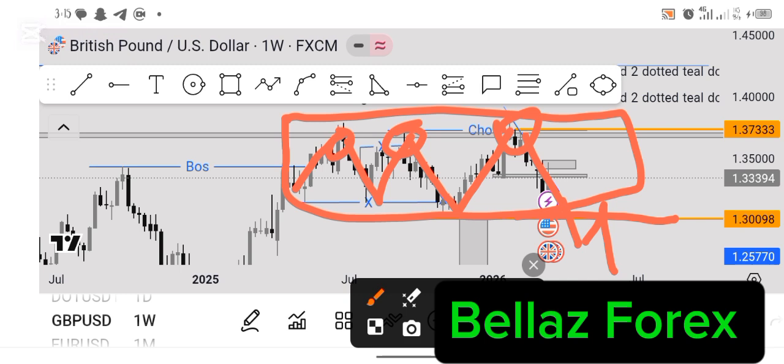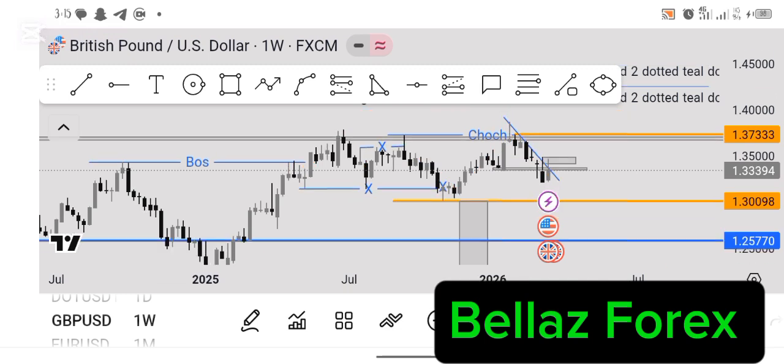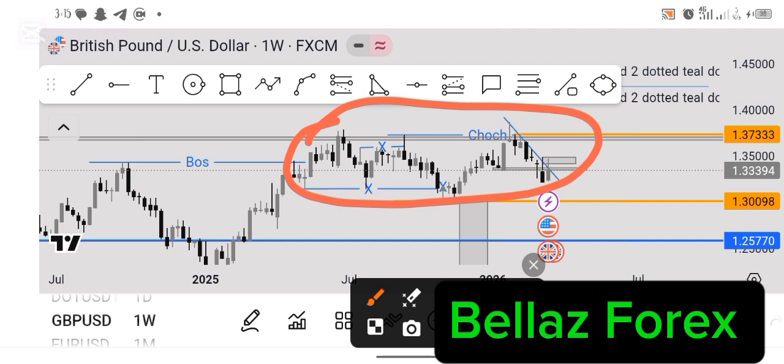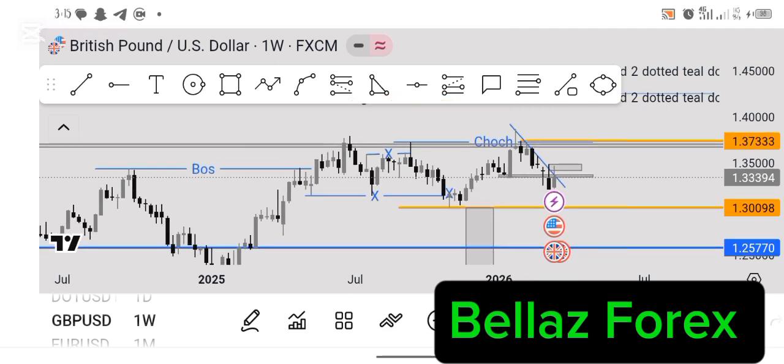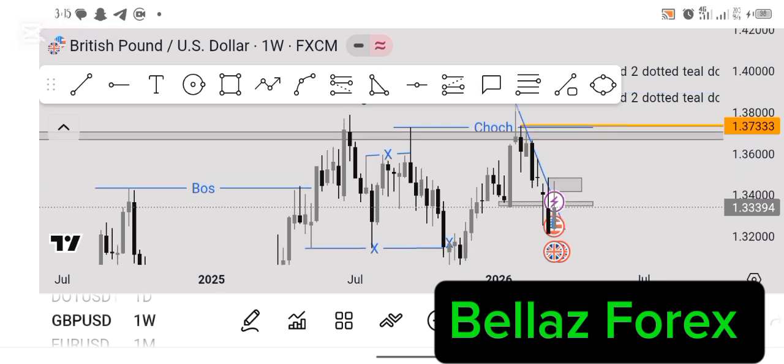And guys, I want to be selling to 1.25770 because that's half of the move of this consolidation. Remember, this is a weekly time frame, so you can imagine the amount of pips if price breaks and sells all the way to 1.25770. So guys, not much analysis on this, just that we are waiting for a break of this yellow horizontal line in order for us to sell.